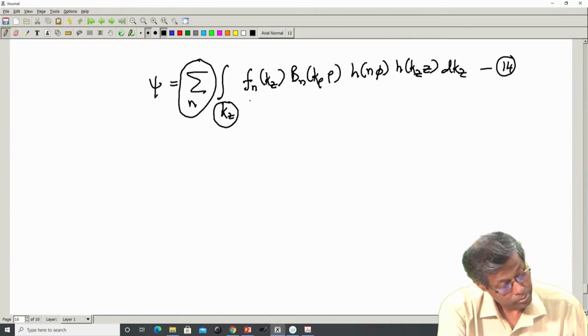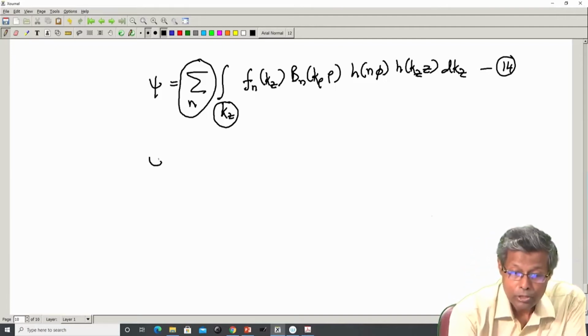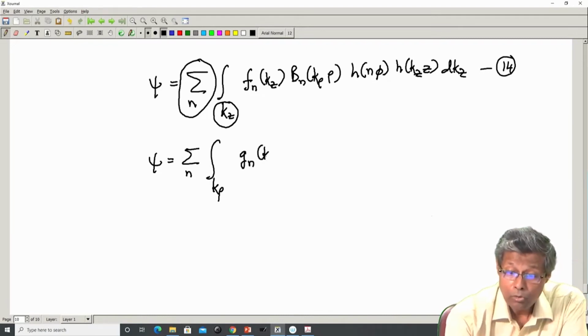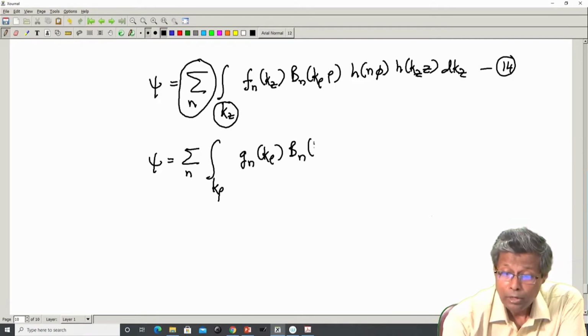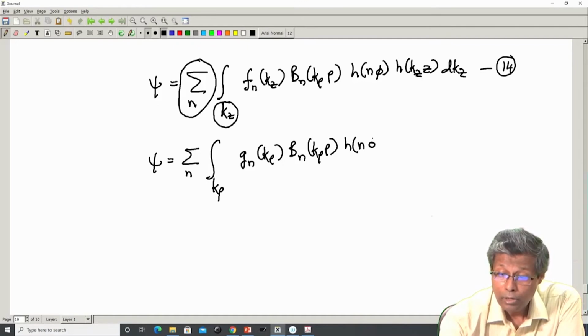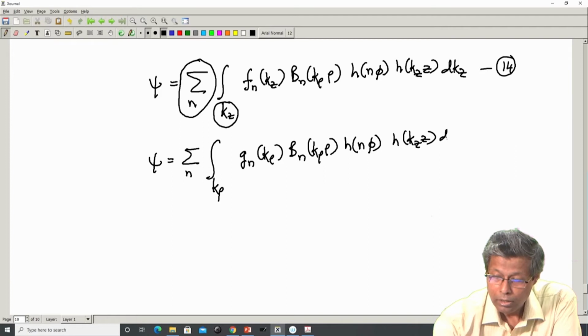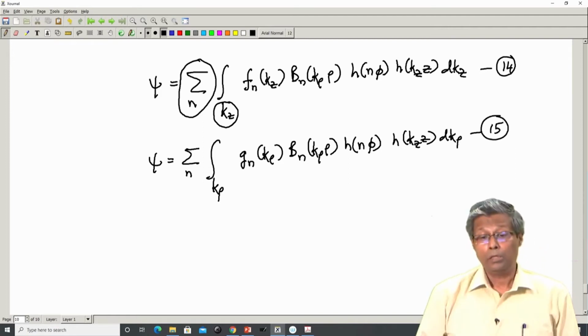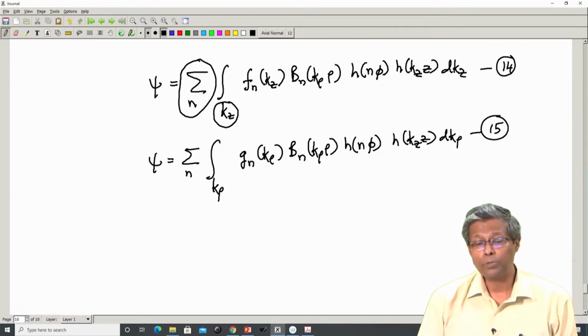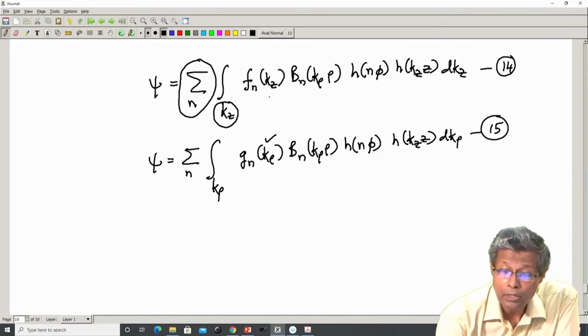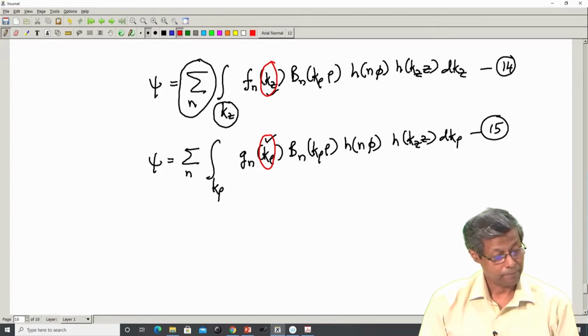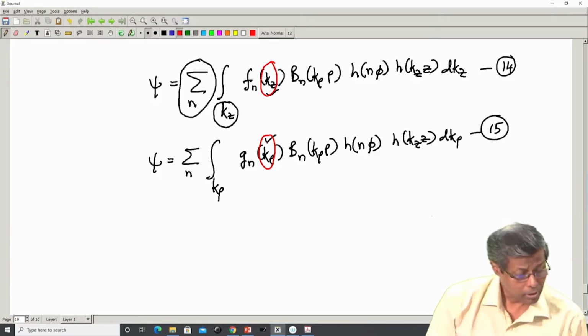So, we can also express psi as a summation over n, integral over k rho of gn(k rho) bn(k rho rho) h n phi h kz z d k rho. So, these kinds of expressions are also possible because we appreciate the fact that k rho and kz are ultimately interrelated through the equation k rho square plus kz square is equal to k square, which was equation number 8.